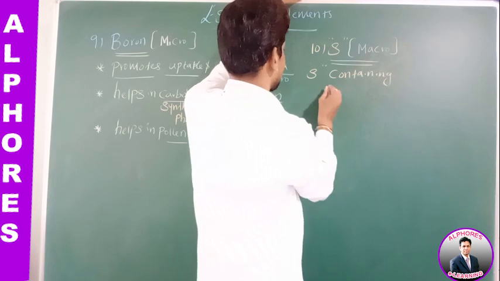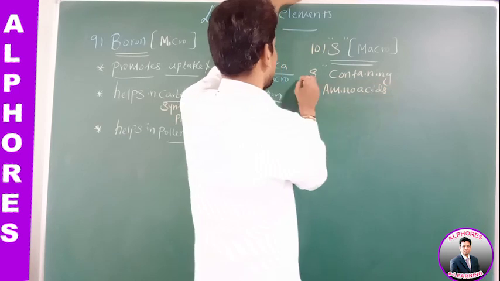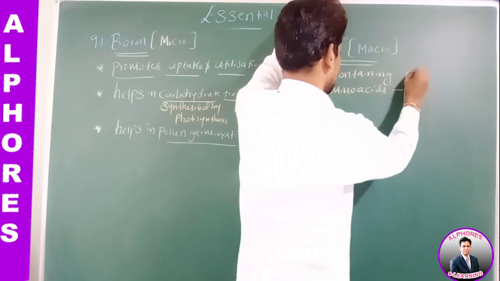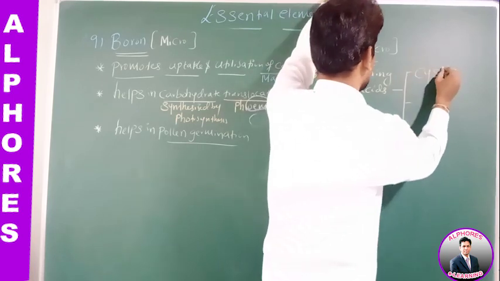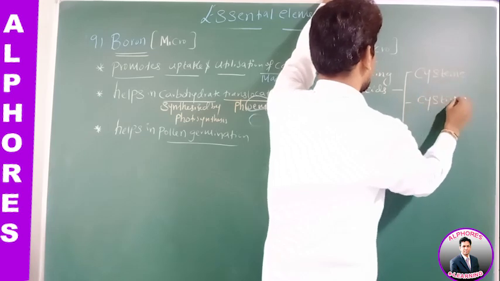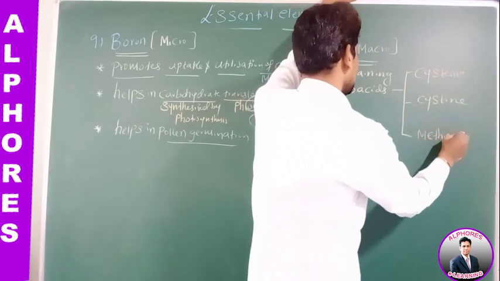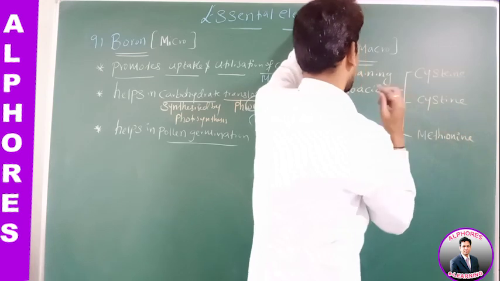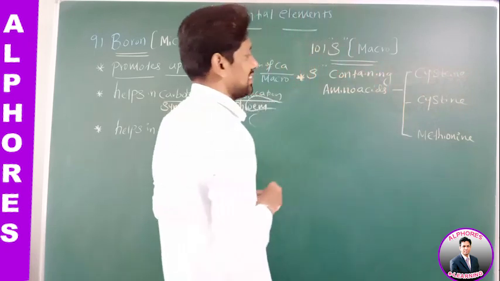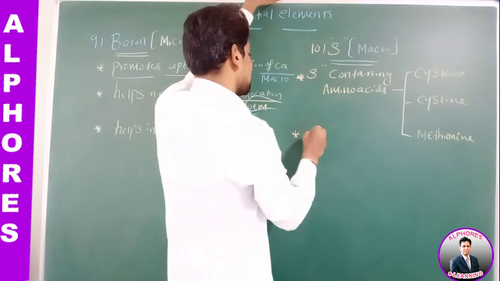Sulfur containing amino acids. Number one, cysteine. Number two, cystine. Third one is methionine. Therefore, cysteine, cystine, methionine. These are sulfur containing amino acids.